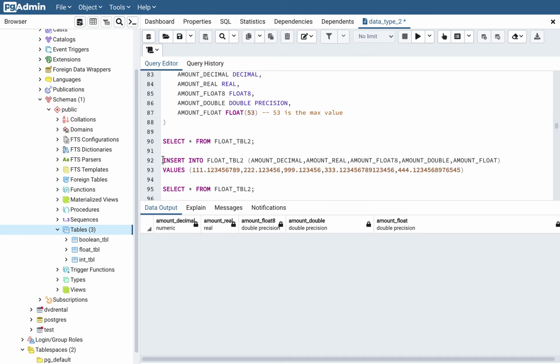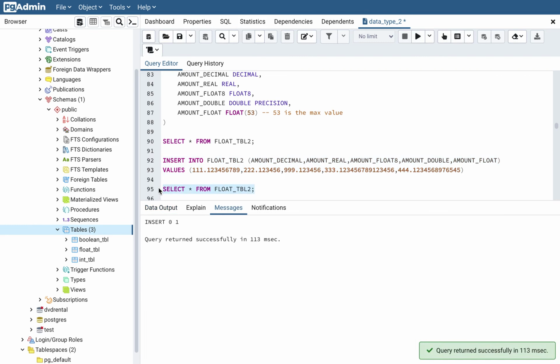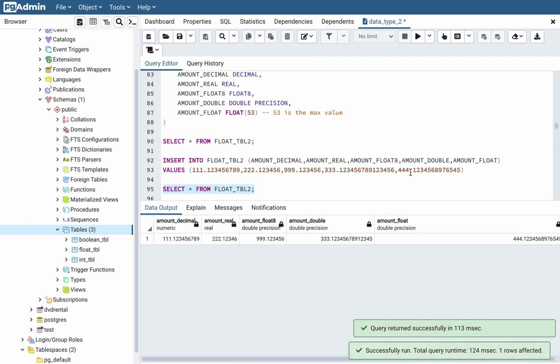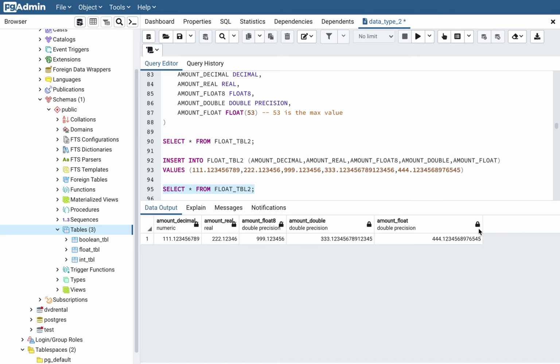So I'm inserting a very simple value, and here you see I'm inserting a lot of digits, right? Now the moment I execute this, I will be able to look into all these data values. So you can see here all these data values. Let me bring it over here. So you see all the values after the decimal have been accepted.